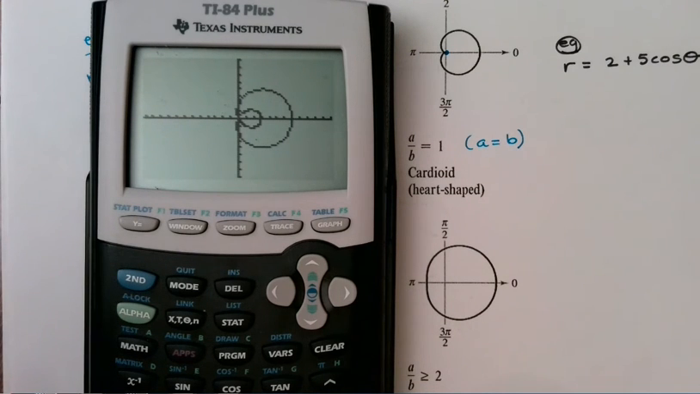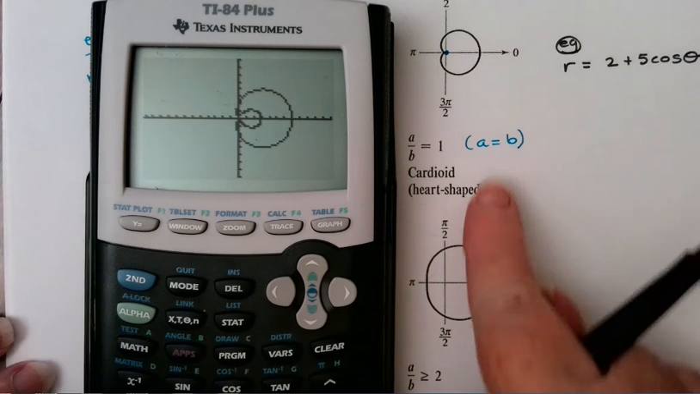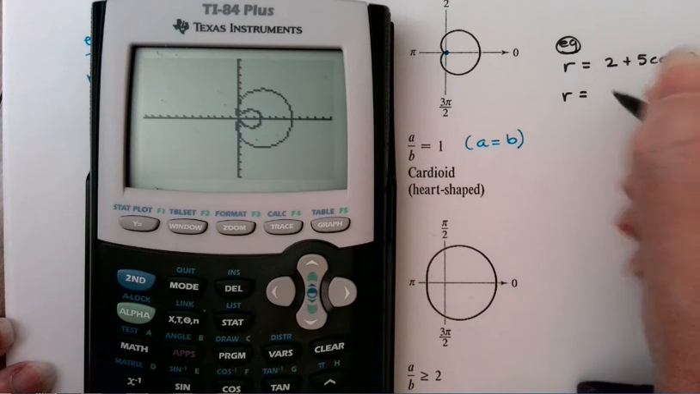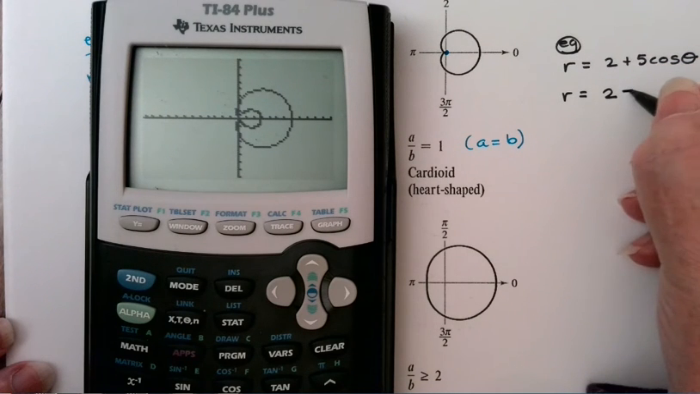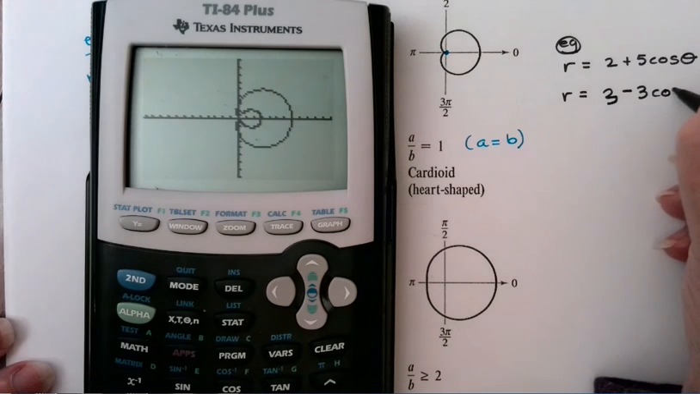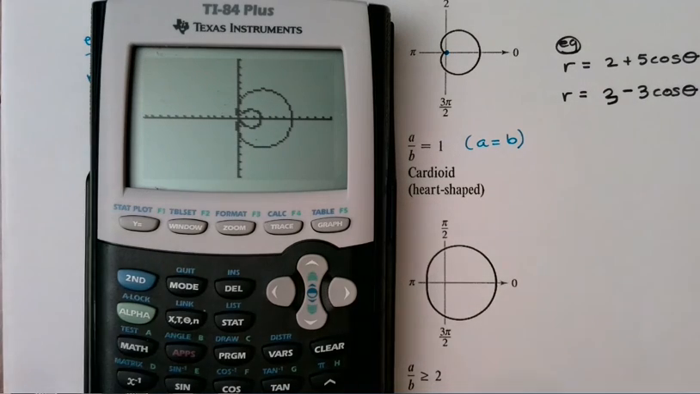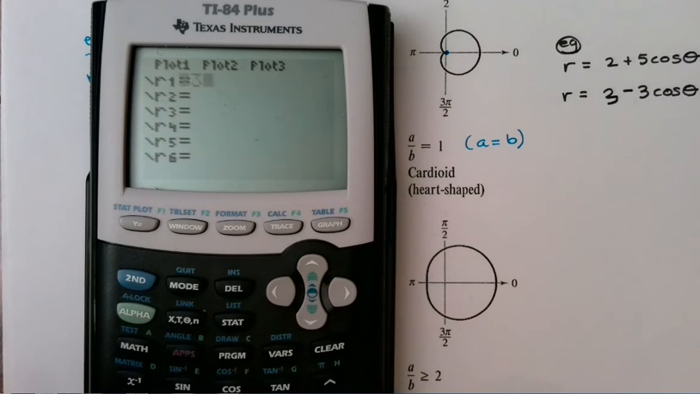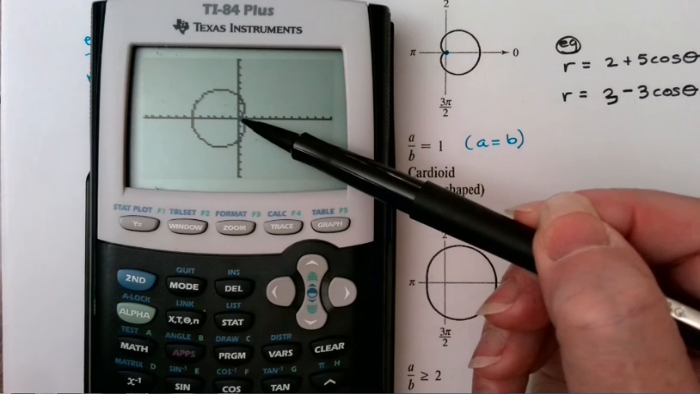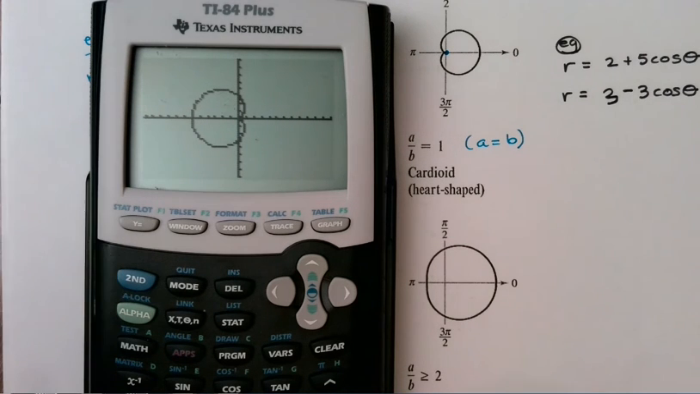All right, let's try this time. I'm going to go for a cardioid this time. I'm going to go for an a equals b. And this time let's go with a minus. Actually, let's go with 3 minus 3 cos theta. All right, there's the cardioid. Notice that it comes to that point right there at the pole. So it is a cardioid.